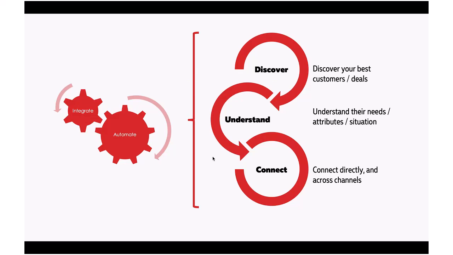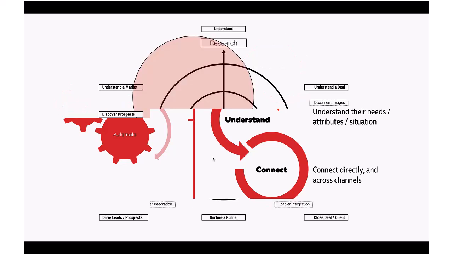The understand process is really missed by a lot of folks, because they just say, oh, I discovered that person, but I'm never really going to understand the attributes or characteristics of that person so that I can write a good message or connect with them in a meaningful way and stand out. And so understand gets missed a lot. And then connecting with them, and then wherever you can, this process gets automated.